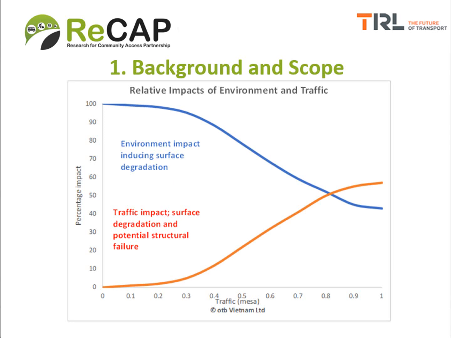So essentially, there's two different areas of interest in terms of how you design them. We're designing for heavy traffic here. We're designing to control the environmental aspects down here. That's the fundamental difference between the high volume and low volume roads.